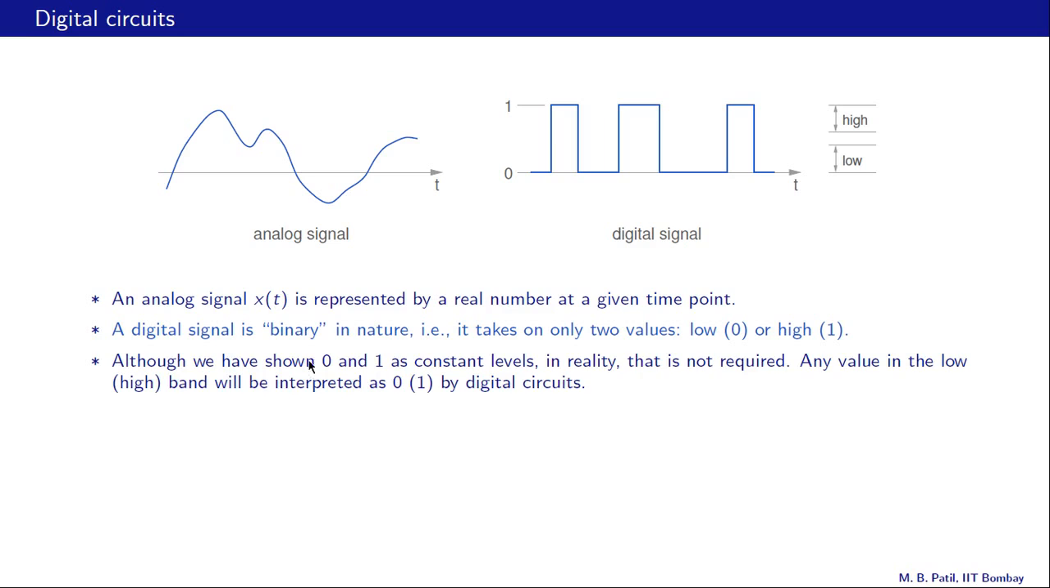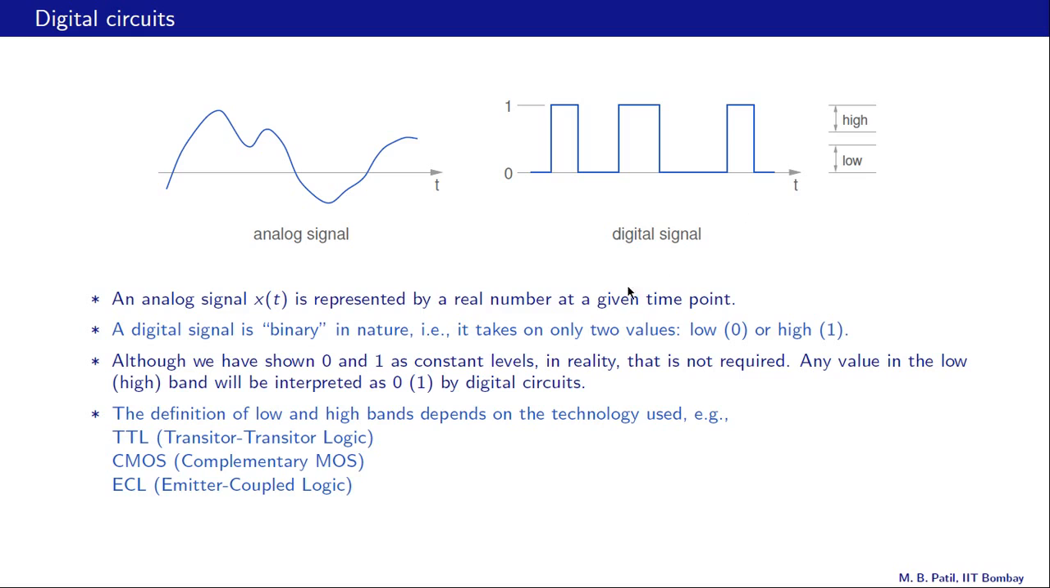And we should remember that although we have shown 0 and 1 as constant levels, in reality that is not really required. Any value in this band here marked low will be interpreted by a digital circuit as a low value or a 0, and any value in this high band will be interpreted as a 1. And the definition of these low and high bands depends on the technology used, and here are some examples.